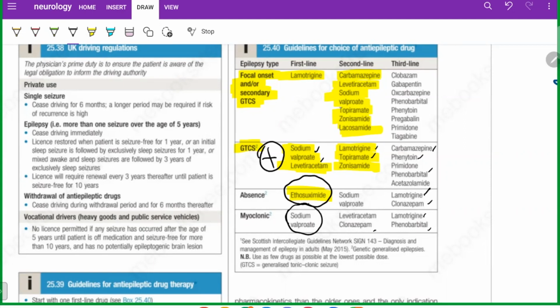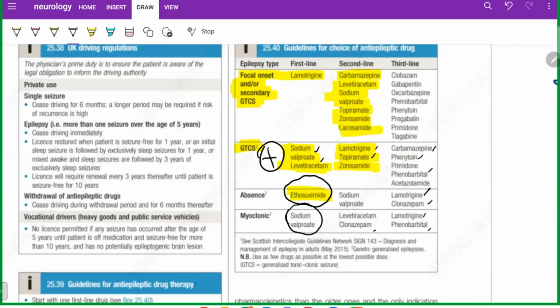Okay, if it is focal onset or secondary seizure, what is going to be the drug of choice? Lamotrigine is the drug of choice. Focal onset, lamotrigine is the drug of choice. Second line is carbamazepine, levetiracetam, sodium valproate, etc. Third line is all the rest. So what is important is that you are only going to remember the first line of drugs.